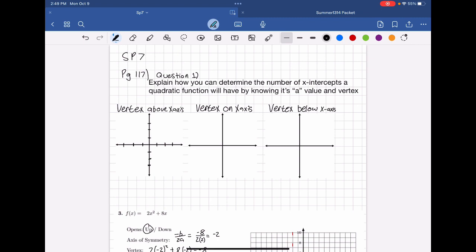Today we're going to be going over SP7 and a couple problems that you might have had a few issues with. So we're starting on page 117 with question 1. Question 1 says, explain how you can determine the number of x-intercepts a quadratic function will have by knowing its a value and vertex. So I've set up a couple graphs. And we can really have three different cases of where our vertex can be. It can be above the x-axis, on the x-axis, and below the x-axis.